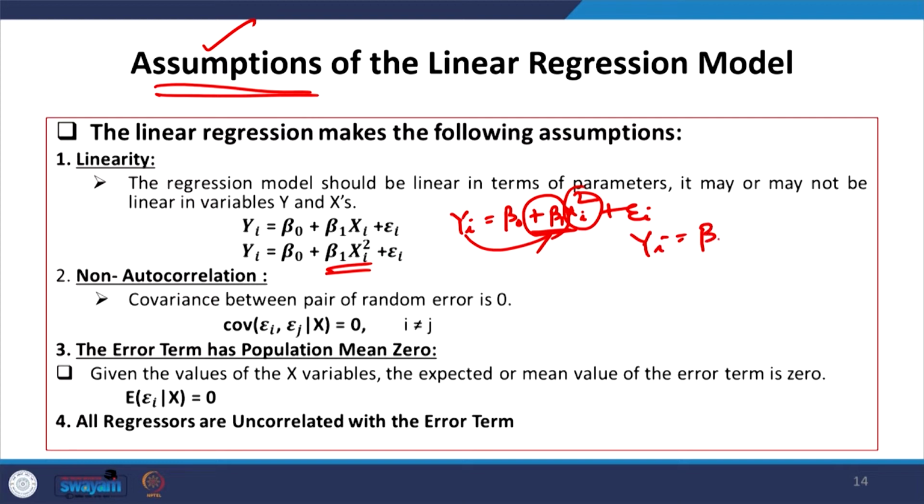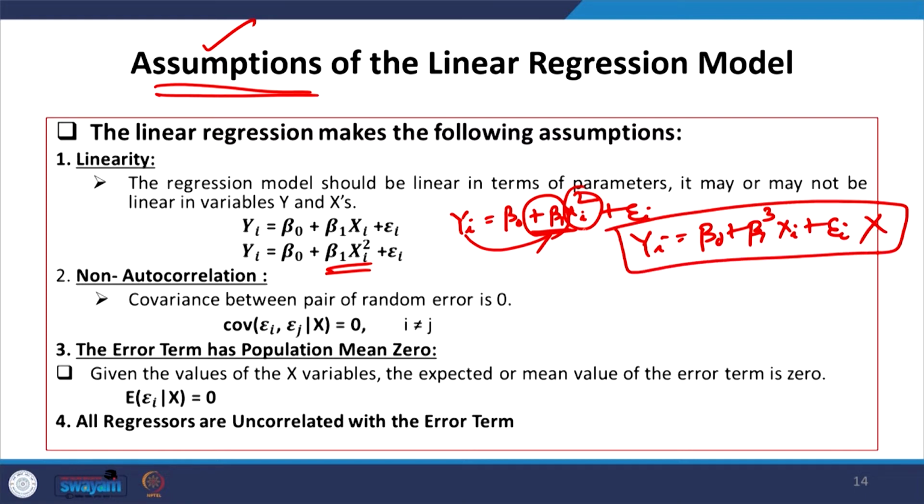But if it is yi equals beta naught plus beta 1 times xi cubed plus epsilon, this is in fact not a linear model. So, this is rejected at this moment. We are not estimating a non-linear model.